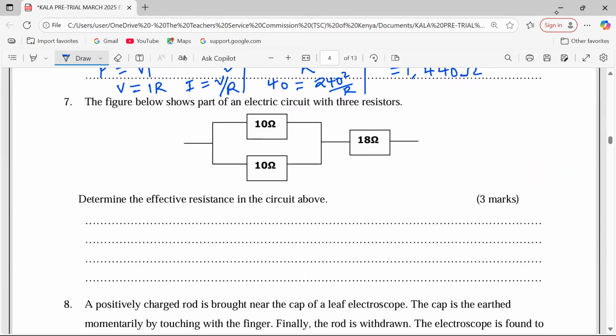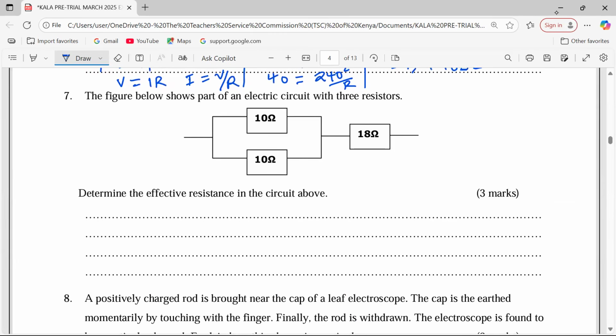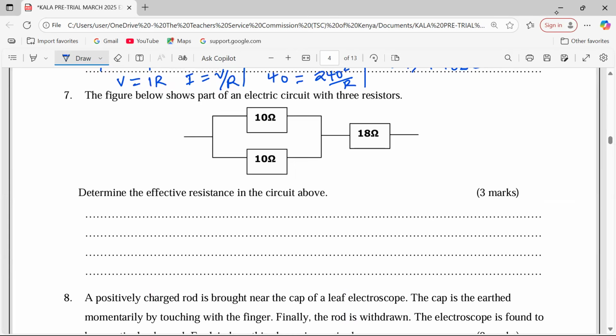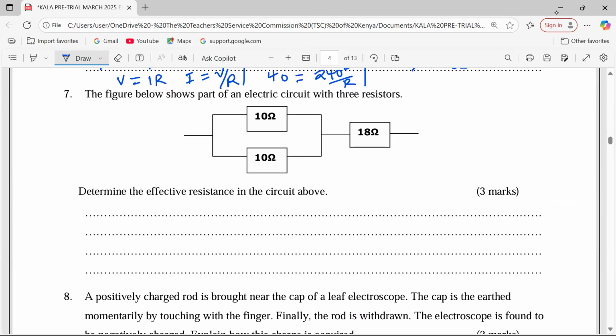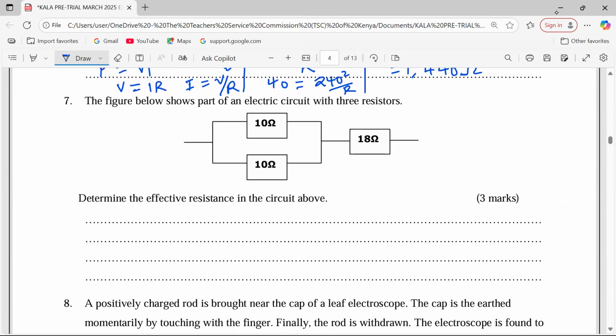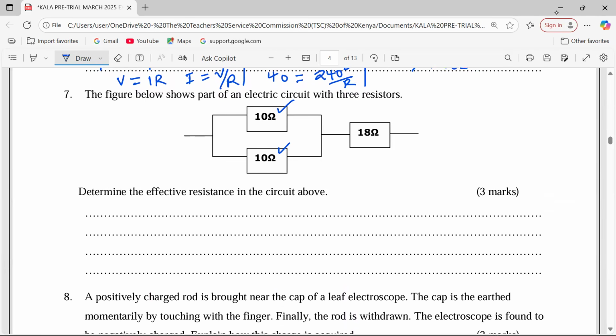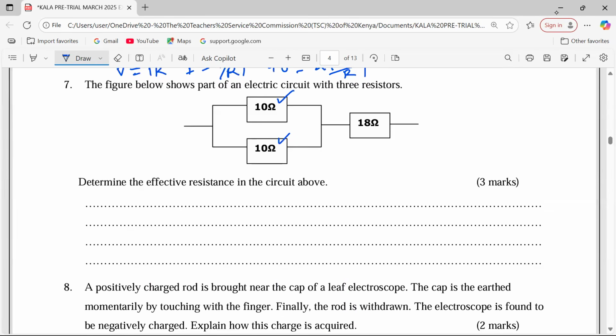Number 7 now. The figure below shows part of an electric circuit with 3 resistors. So we have a resistor of 10, another one of 10, and another one of 18. Determine the effective resistance in the circuit above. In this particular electrical circuit, we are supposed to determine what we call effective resistance. These ones are only 2 resistors and they are parallel to one another.